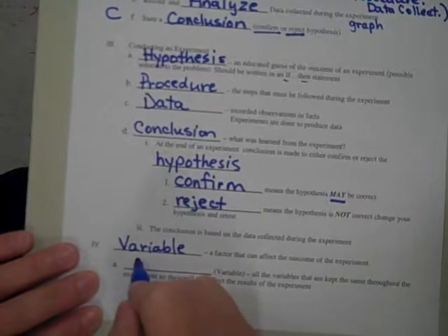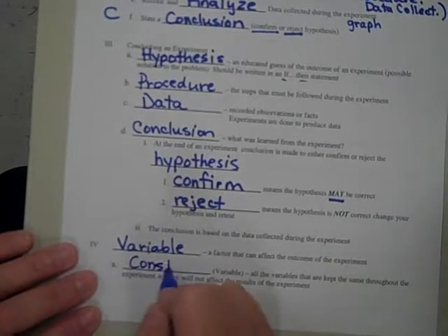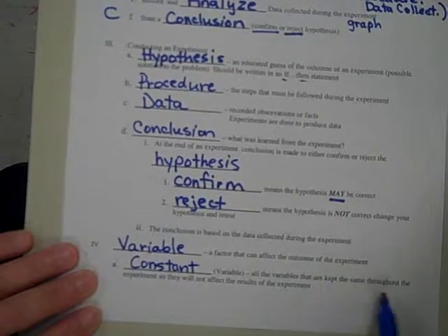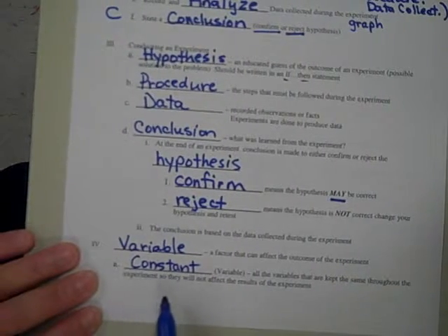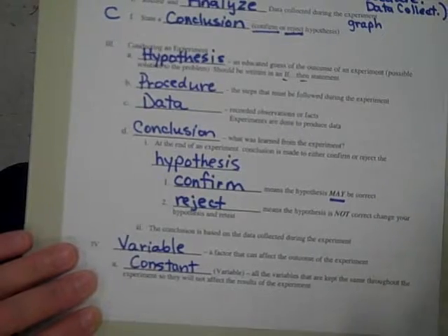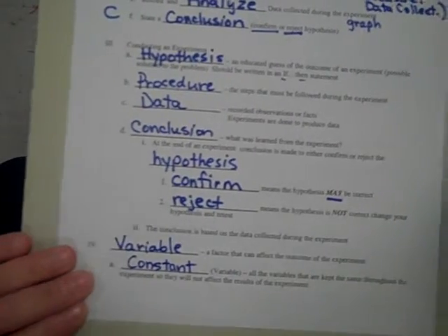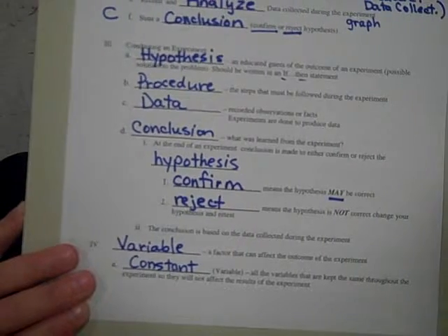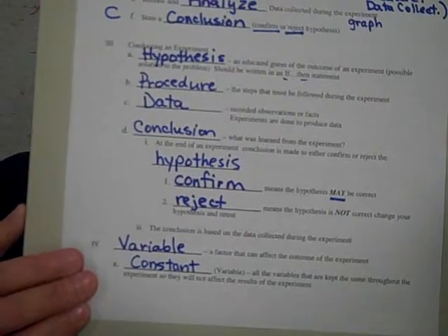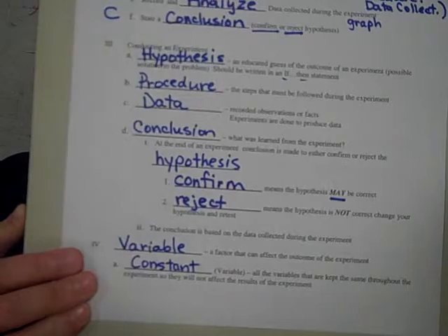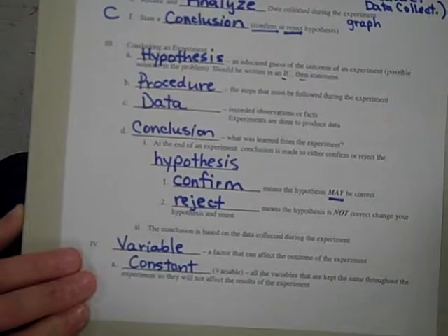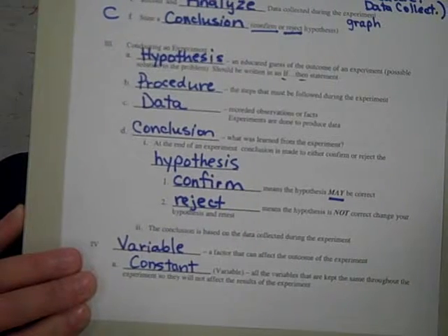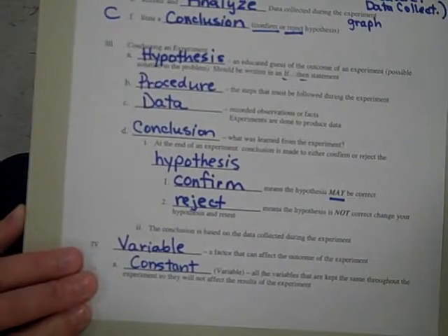So constants, or constant variables, are all the variables that are kept the same throughout the experiment, so they will not affect the results of the experiment. For example, if you're testing whether a plant grows better in sunlight or in dark, you would put a plant in the sunlight, put a plant in the dark. Both plants, however, would have to get the same amount of water at the same time of day.